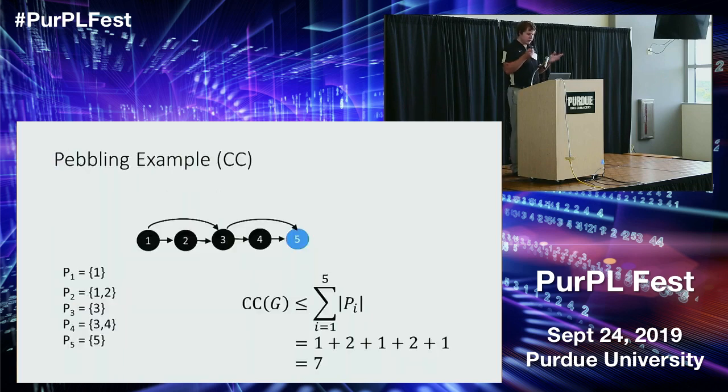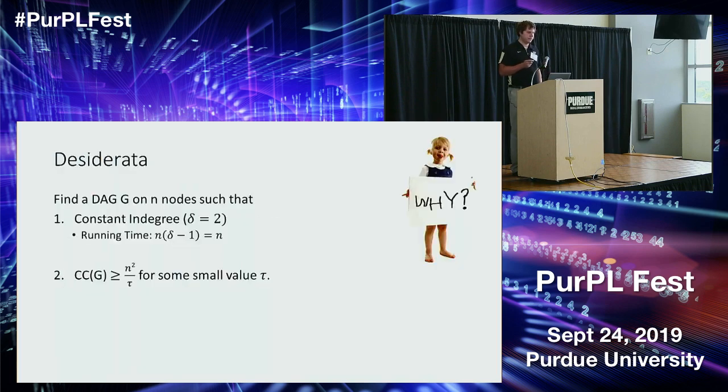Okay, so here's an example with the pebbling I showed you. You'd sum up all the cost and you get 7.